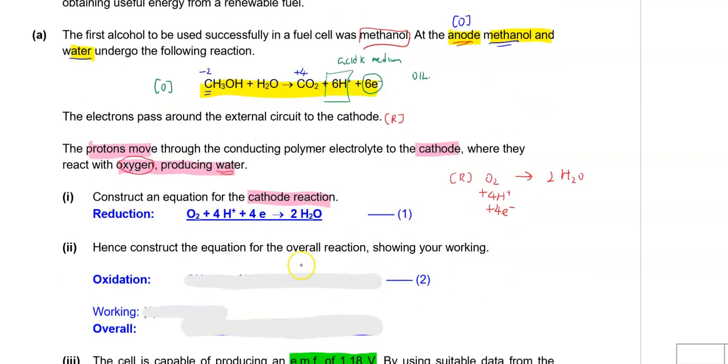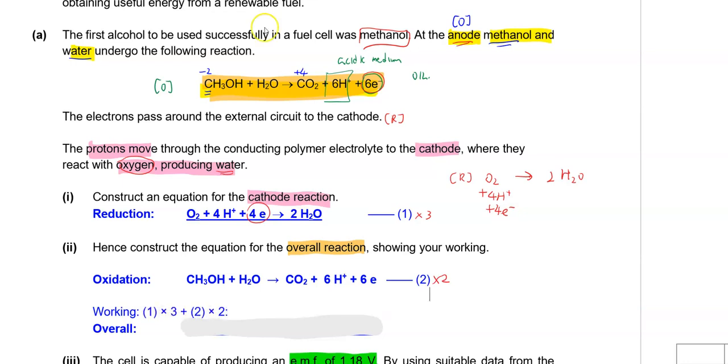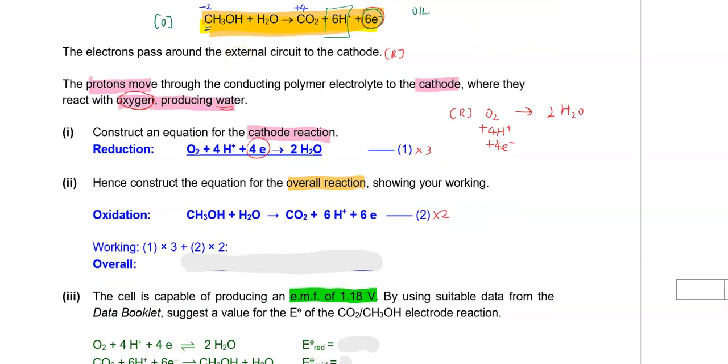We're supposed to construct an equation for the overall reaction. This is the oxidation half equation, with 6 moles of electrons, and this one has 4 moles of electrons. We look at the lowest common multiple, which in this case is 12. The 4 electron equation you need times 3 to it. The 6 electron equation you need times 2 to it, and you sum them up, to ensure electron transfer. So this is how you can get the overall equation.